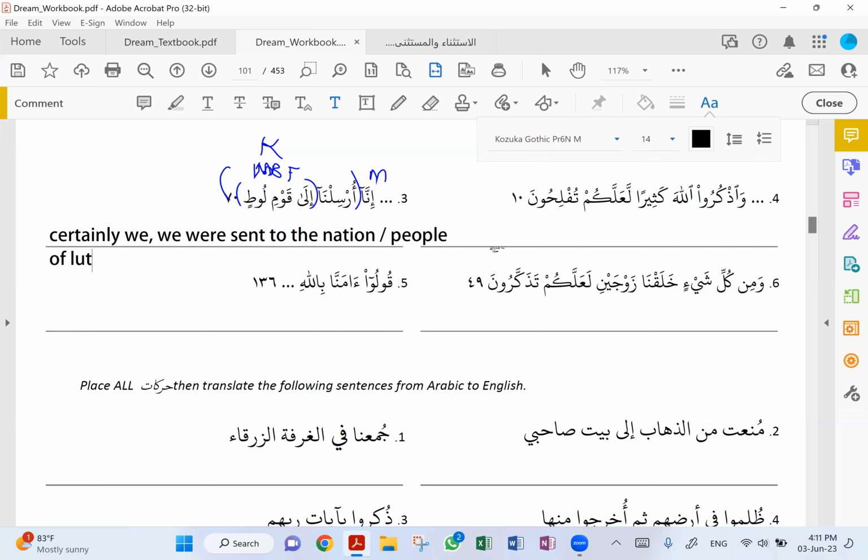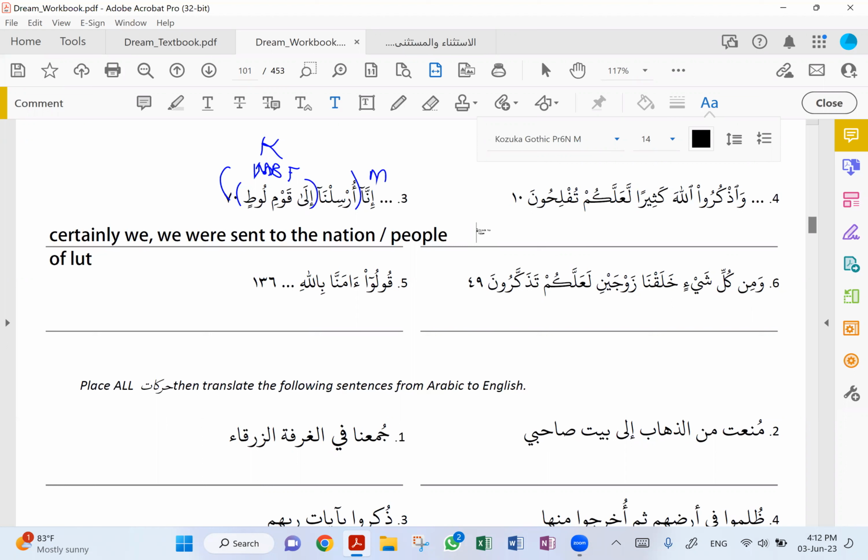Okay. Number 4. واذكروا الله كثيرا لعلكم تفلحون. Is it passive or active, by the way? واذكروا. It's amar, right? Okay, testing you, to see if you got the passive. If you just see a dhamma and you're like, passive. Yeah, good.